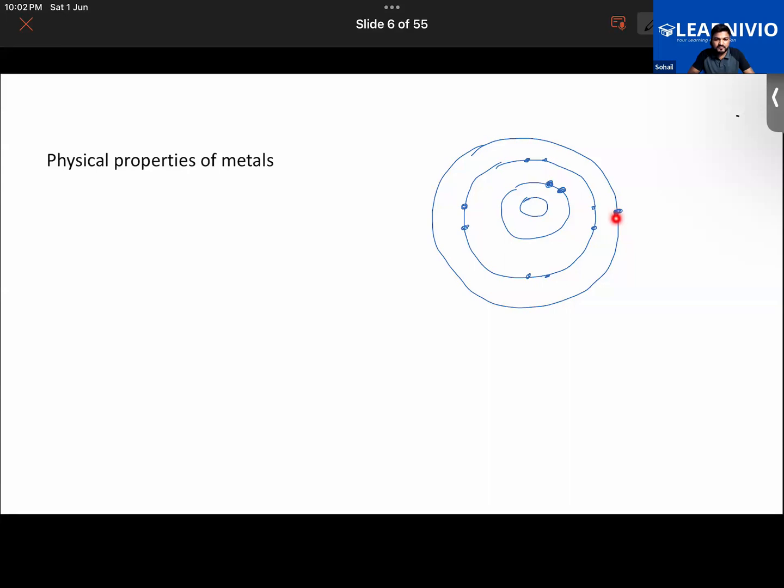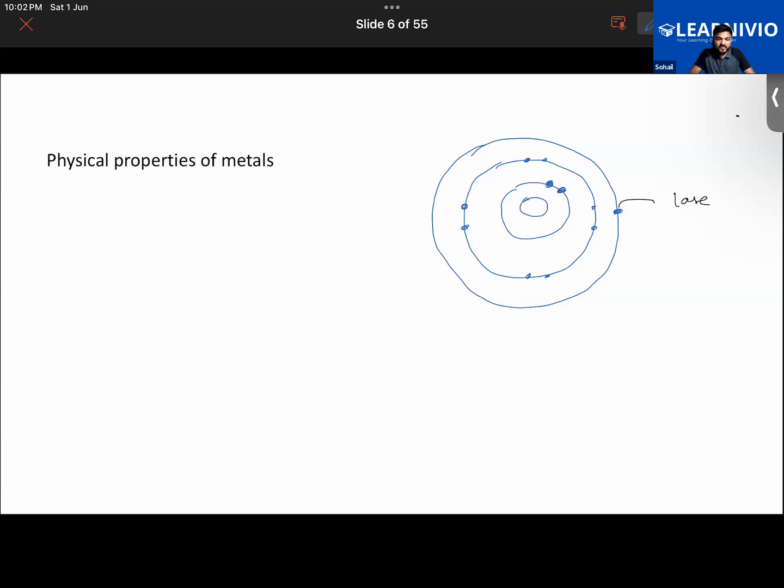Eight. As per the rule, it should have 8 electrons in the outermost shell right now. But here it is having one. So it will lose it. Right? Okay. So before losing it, what was the case with this atom?